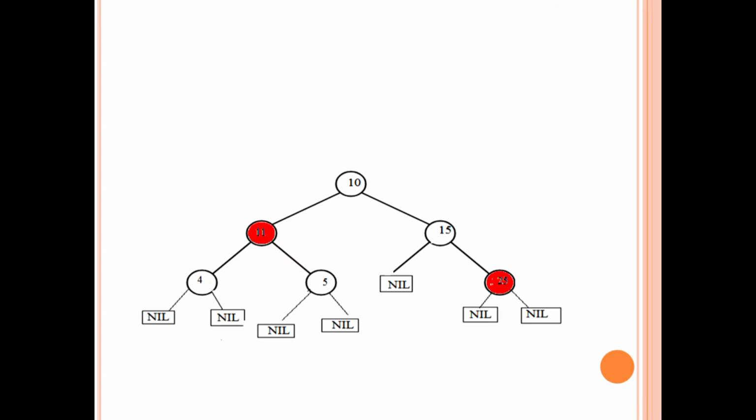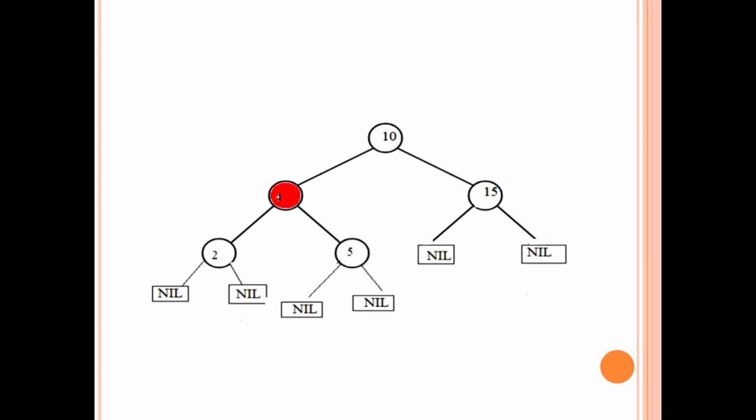Next one, we have to see this one. Is this a red black tree or not? This is a red black tree. Every property is satisfied in this tree. This is a red black tree. Next, this is how we have to take more trees and verify the red black tree properties.